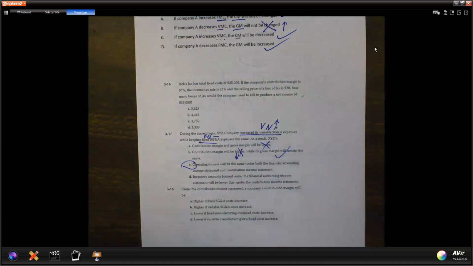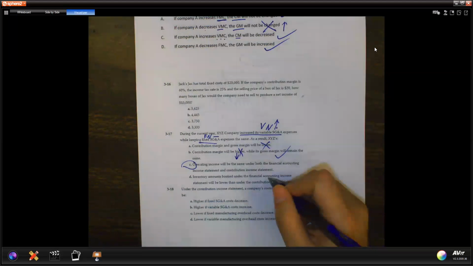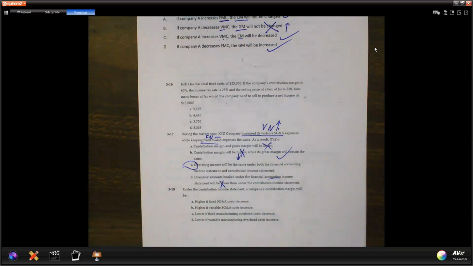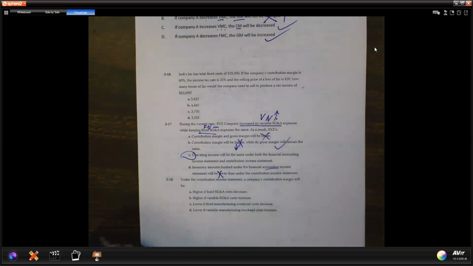So they said inventory account booked under financial accounting, under absorption costing, will be lower. No, we said it will be higher, right? Absorption costing and financial accounting are the same. We said only absorption costing can be used externally. So your inventory is always higher because it has the allocated fixed manufacturing cost. I feel I'm in chapter 9 again. So this one, the choice is C.